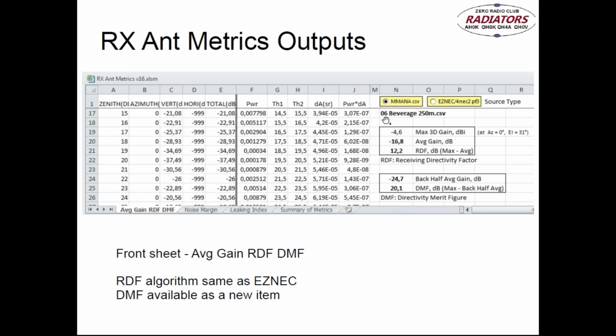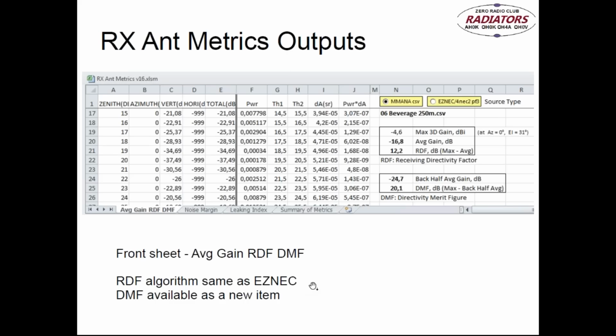This antenna here seems to be number 6 of my antennas that I have analyzed. It's a Beverage, 250 meters in length. It produces a maximum 3D gain of minus 4.6 dBi. The average gain is just short of minus 17 decibels, and the RDF is 12.2. Now comes something new to most of you: the DMF for this Beverage is 20.1 dB, and the back half gain is minus 24.7 dBi.